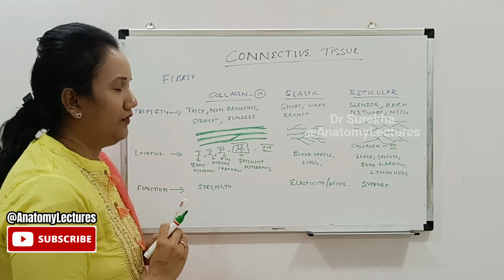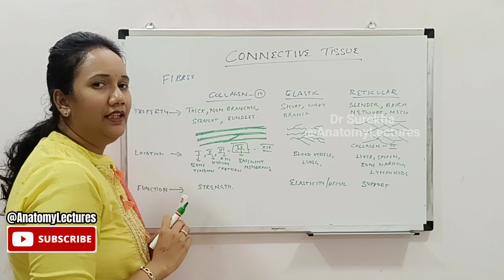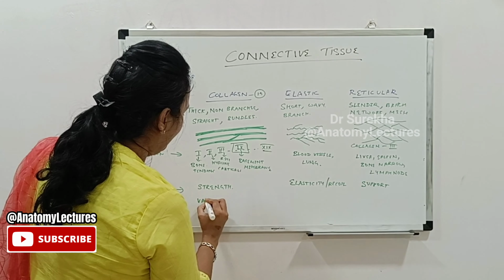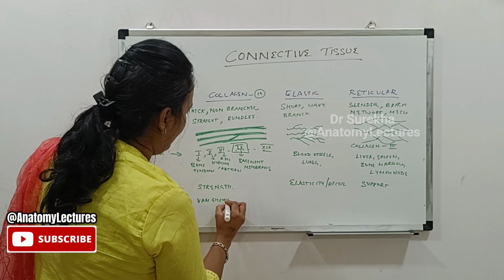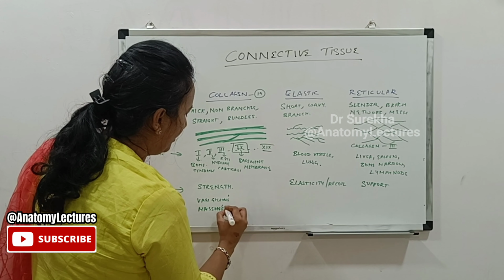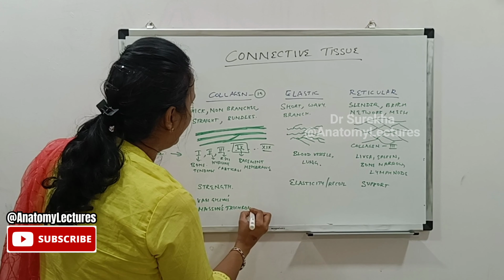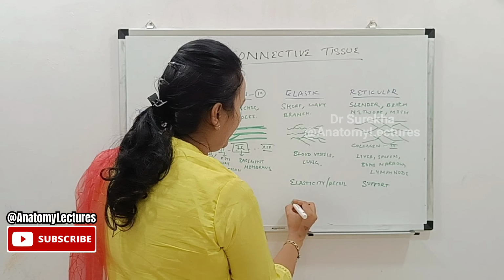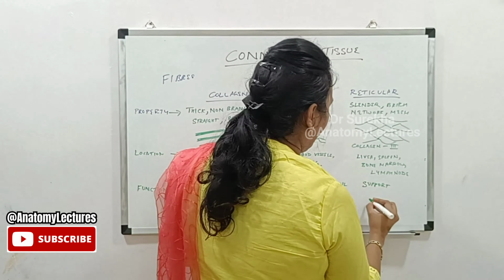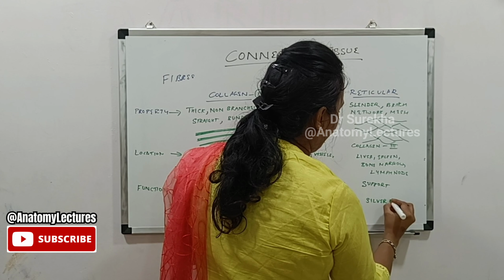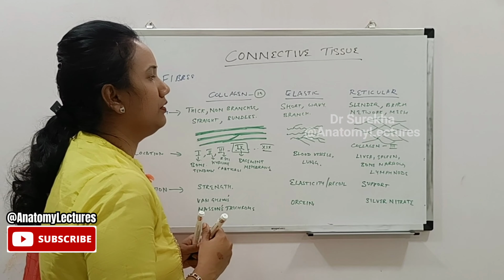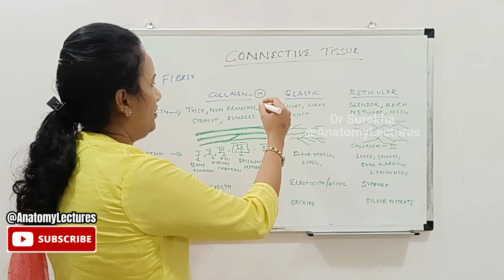For your interest, the collagen fibers take up special stains. Those are called Van Gieson's and Masson's trichrome. These are the special stains which we use to stain the collagen fibers. For the elastic fibers, we use Orcein stain. And for the reticular fibers, we use silver nitrate. So these are the special stains for each of the different fibers.